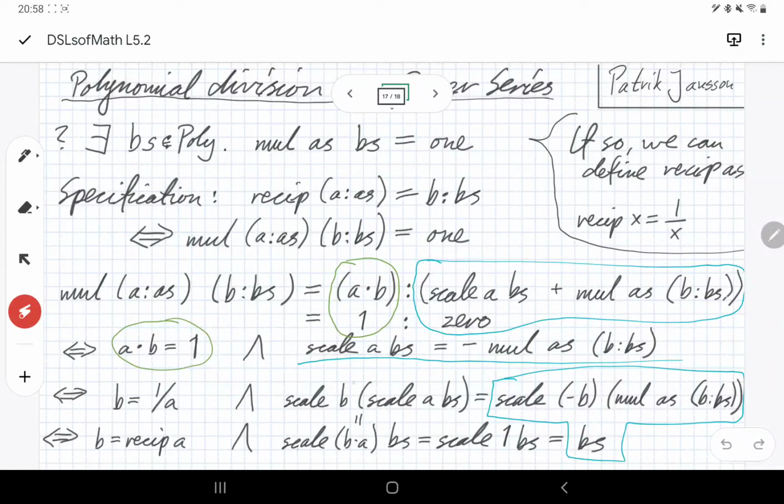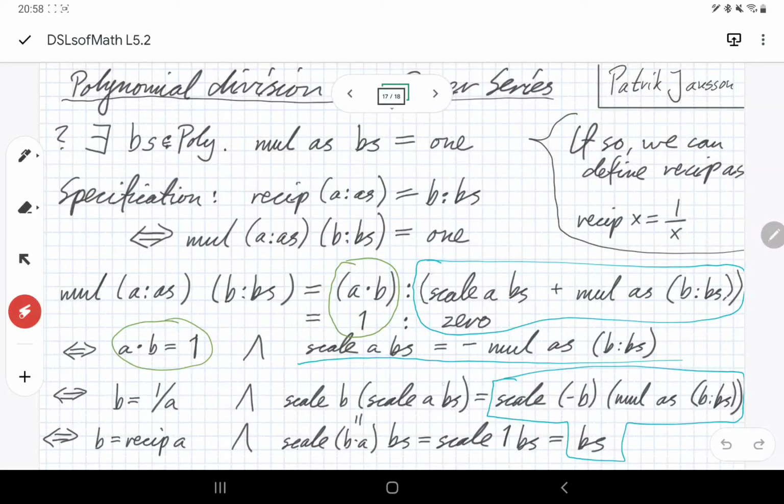Okay, so I scale by b on both sides, and notice there was a minus here, so it becomes the same as scaling by minus b. So the minus sign has moved in there. Here I've done nothing else than scaling the left-hand side and scaling the right-hand side of the equation. I also moved the minus sign in one step, because the mul as b cons bs is unchanged.